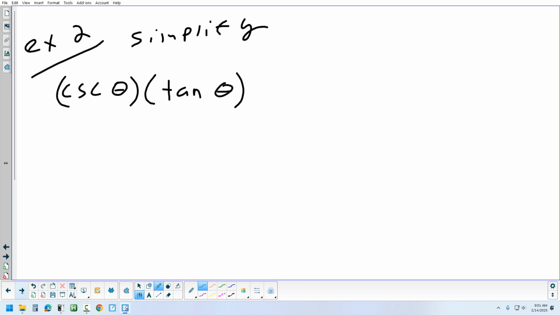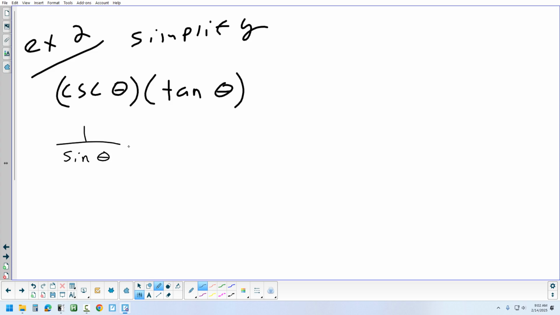All right, let's try another one. Let's try cosecant times tangent. All right. Again, changing everything to sines and cosines, it will generally always work. It might not always be the fastest way to do it. In the last problem, I would say, yeah, that was definitely the fastest way to do it. Okay. Start with this one. What could I change cosecant to? Yeah? 1 over sine. We can make that 1 over sine times. What can we change tangent to?